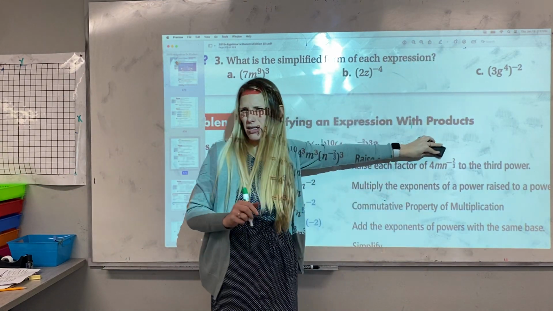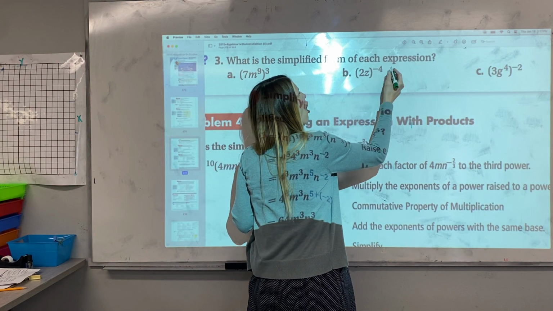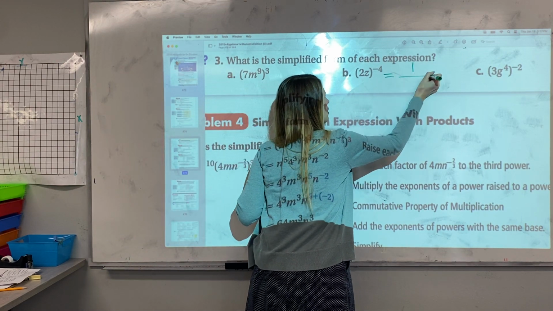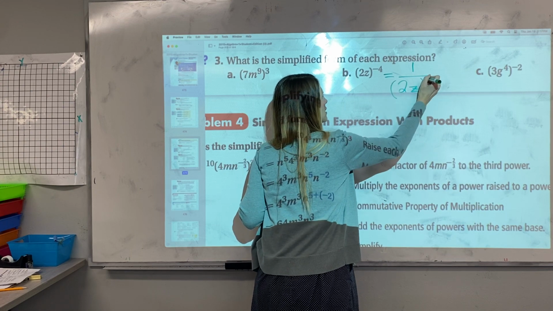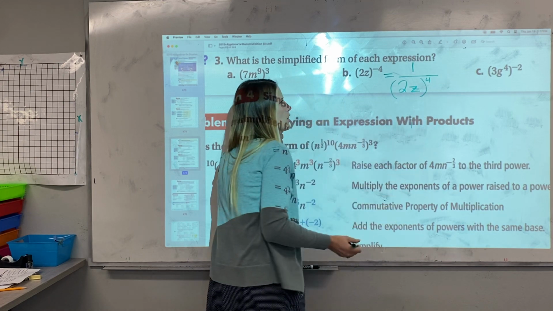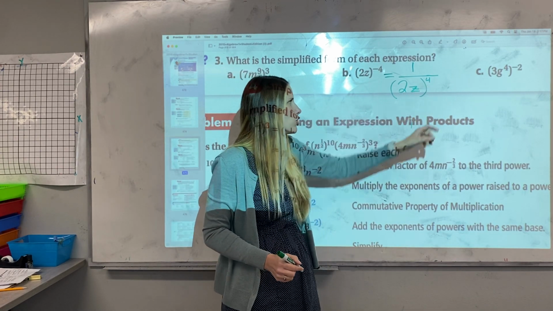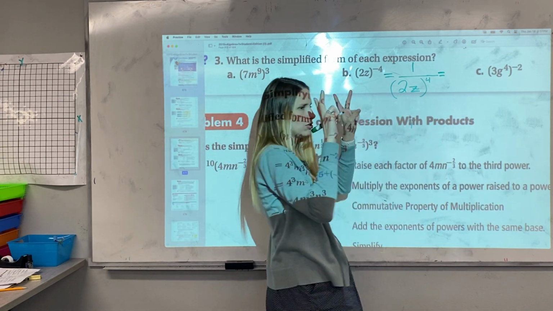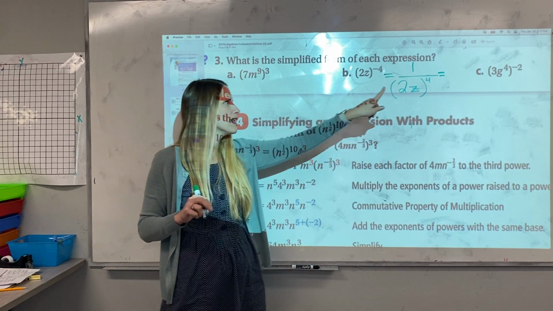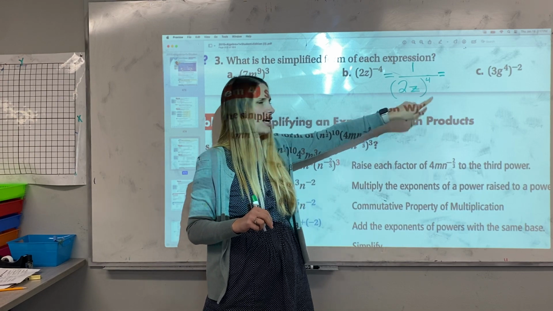Keep it together and send it all to the basement in parentheses to get a positive attitude. So you see how everything got sent to the basement to get a positive attitude. Then you can distribute the 4 as the exponent for 2 and as the exponent for z.